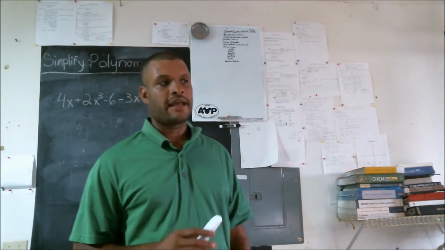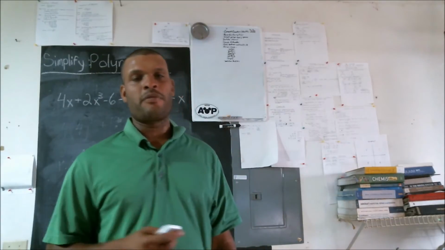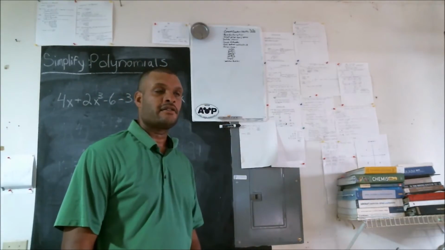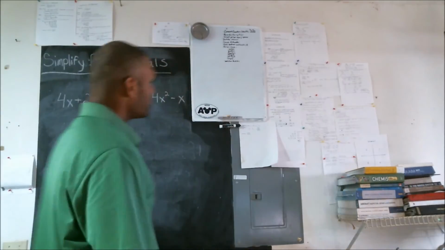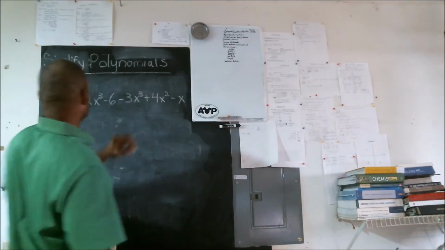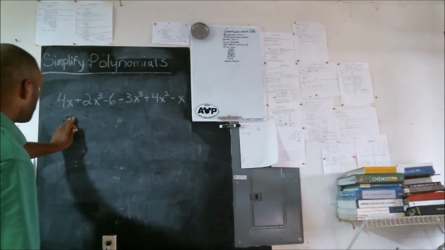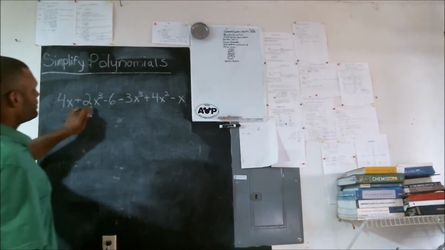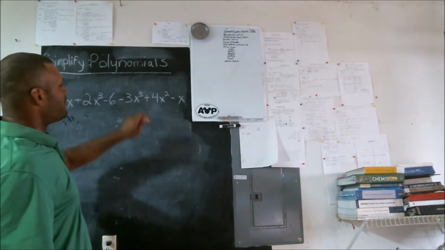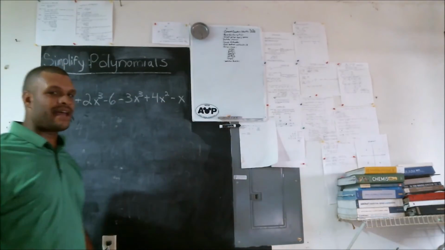And I think I've designed here an expression that will help me cover a couple of points that are needed and necessary when doing these problems. So, getting right into it, simplify polynomials. All right, our expression here, and it's an expression because it doesn't have an equal sign, is 4x plus 2x to the third power minus 6 minus 3x to the third power, or cubed, plus 4x squared minus x.